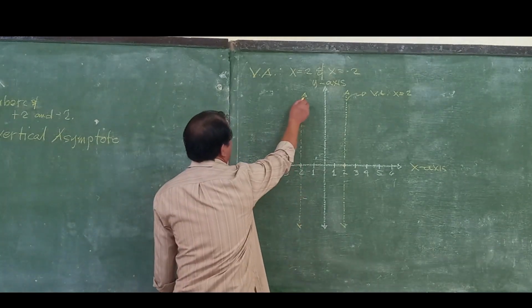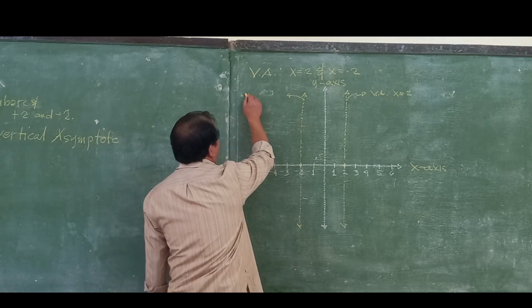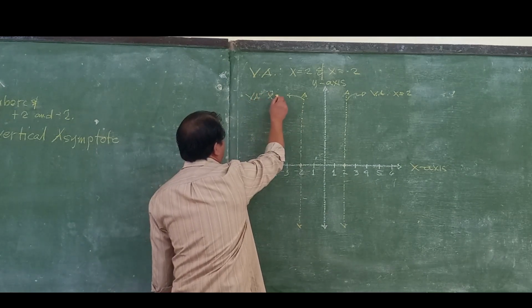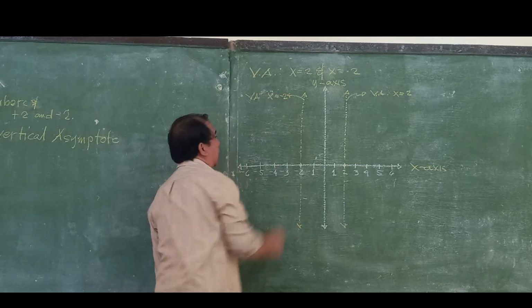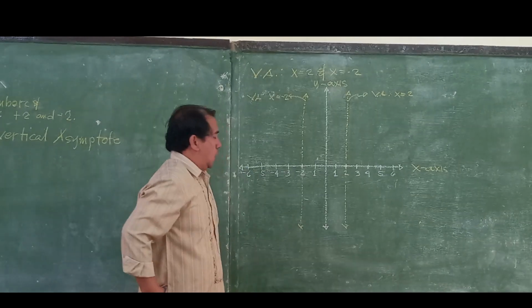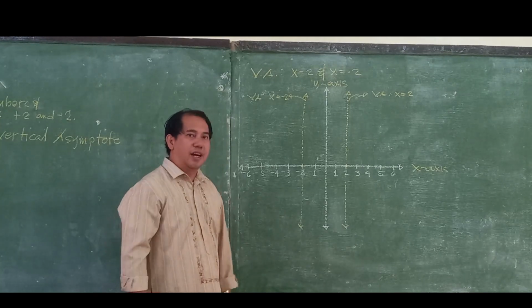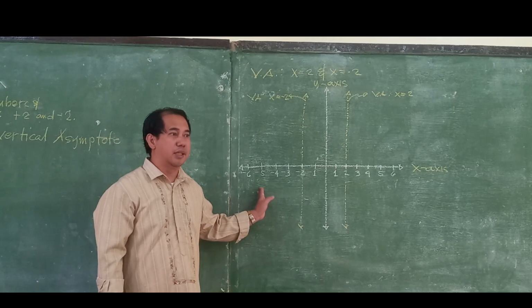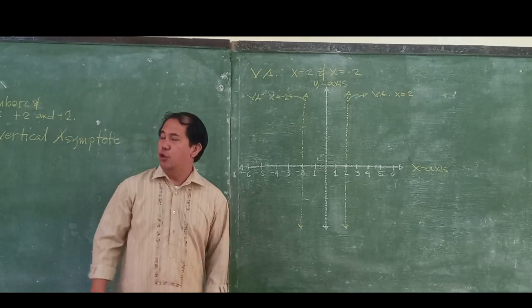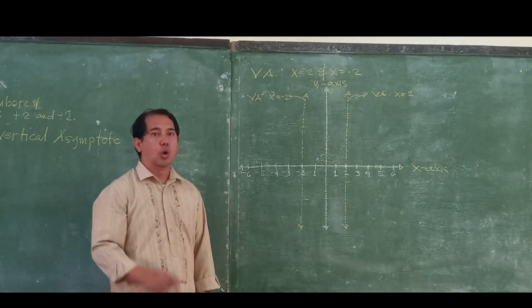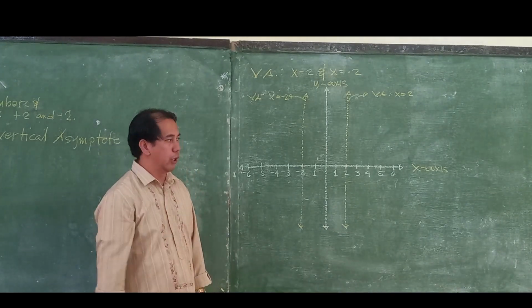So our vertical asymptotes are x is equal to 2 and x is equal to negative 2. So what are the values of x now that we are going to use to evaluate the rational function f of x is equal to 2x raised to 2 over x raised to 2 minus 4?